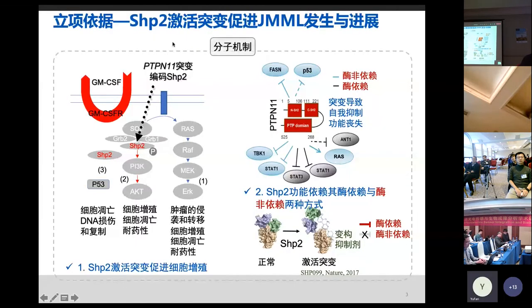So how can this protein cause this disease? In this picture, we can see the mutation of SHP2 can cause hyperactivation of downstream signaling pathways, including the RAS signaling pathway and also the PI3K signaling pathway. These pathways cause the cells to hyperproliferate, and can also cause the tumor to metastasize to other organs, and this will lead to the progression of the tumors.